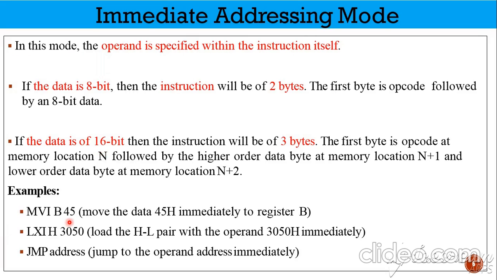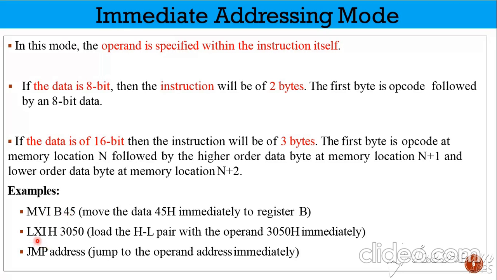If the data is 8-bit, that is 4, 5, then the instruction will be 2 bytes. If the data is 16-bit, like 1, 2, 3, 4, with 4 digits, then the instruction will be 3 bytes. So, immediate addressing mode means the data to be processed is directly given in the instruction itself. This hexadecimal 45 has to be moved to register B.